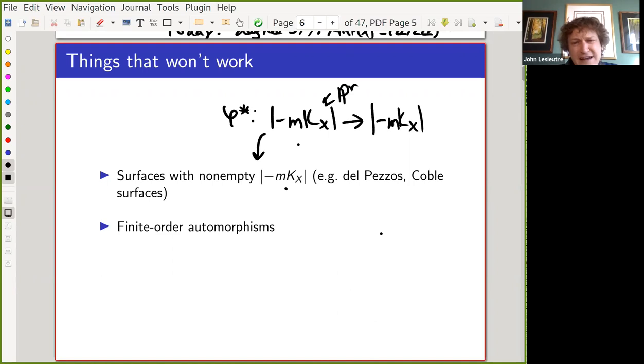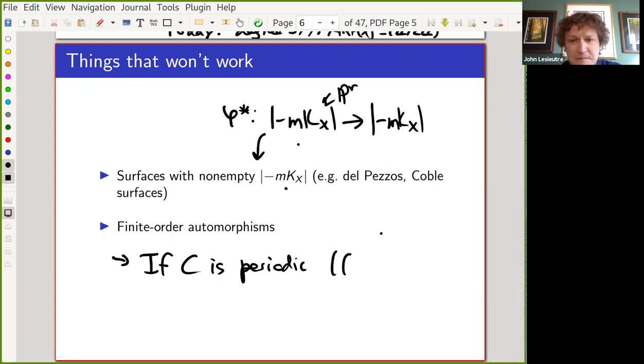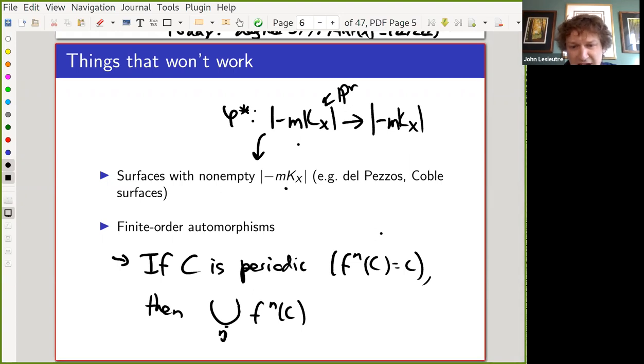Another thing is that if you have a finite order automorphism, of course, there are always going to be periodic curves. Every curve is periodic. This is maybe a good chance to point out, though, that if C is a periodic curve, meaning that f^n of C is C, then if I have a curve that's periodic, I can get a curve that's actually invariant by taking the union along its orbit.